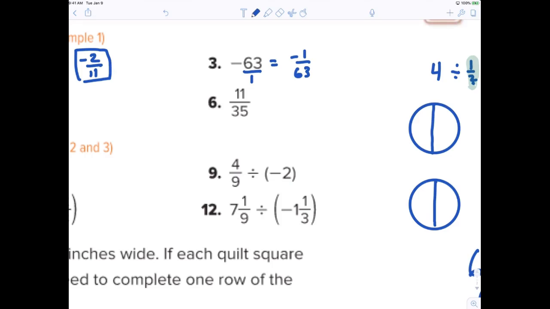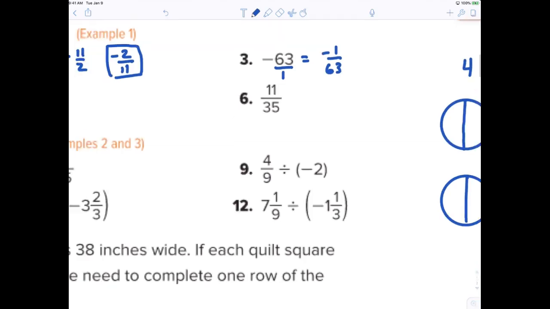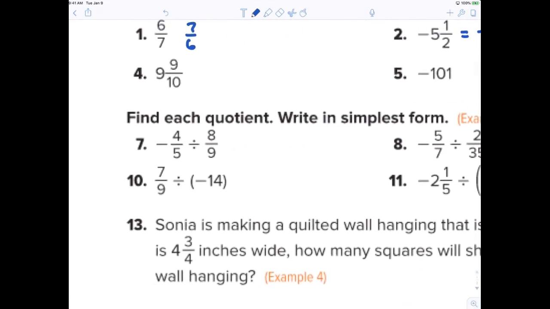Everybody's going to get a shot today, I promise you. I'm just going to go around the room. All right, number 4, Ryan. 99/10. Right, 99/10 first, and then? 10/99. Beautiful.